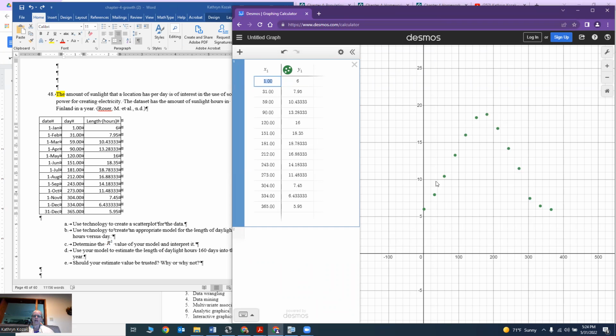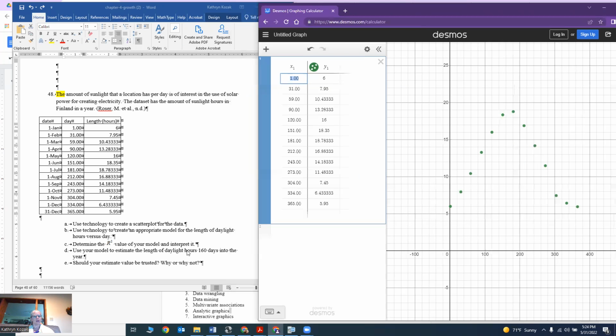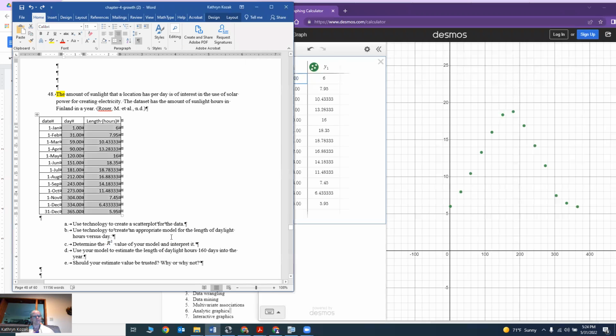Now, looking at this, it looks like it goes up and comes back down, so it looks like it's parabolic or quadratic in form. However, this is the number of daylight hours in a year. Next year, it'll look just like this. The year after, it will look just like this. It's not going to change. It's going to keep repeating itself over and over again, forever. So this isn't actually quadratic. This is actually periodic, so we will be modeling with a periodic function.